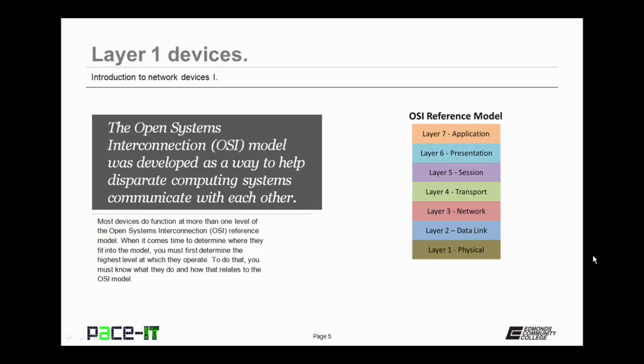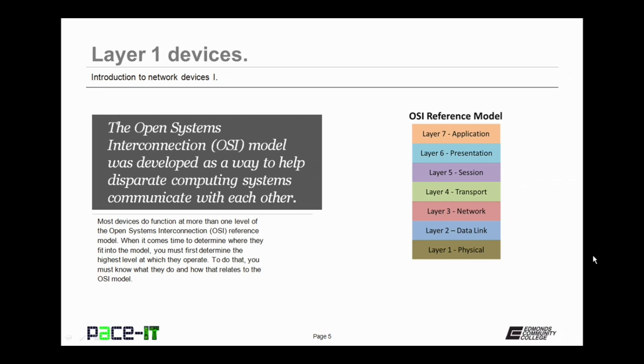Well, before I start talking about the Layer 1 devices, we need to talk about the Open System Interconnection model, the OSI model. It was developed as a way to help disparate computing systems to communicate with each other. The OSI reference model has 7 layers. Layer 1 is the physical layer, Layer 2 is data link, Layer 3 is network, Layer 4 is transport, Layer 5 is session, Layer 6 is presentation, and Layer 7 is application. We're going to be discussing the bottom 3 layers, Layers 1, 2, and 3 today.